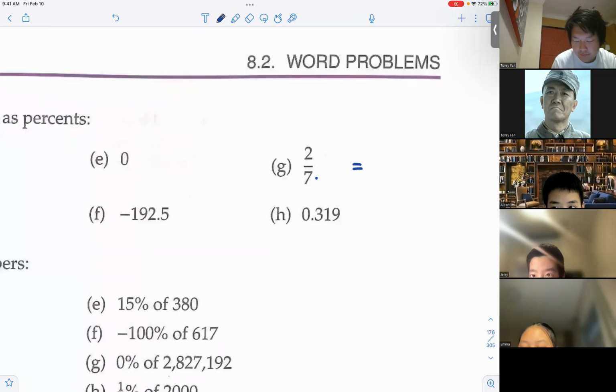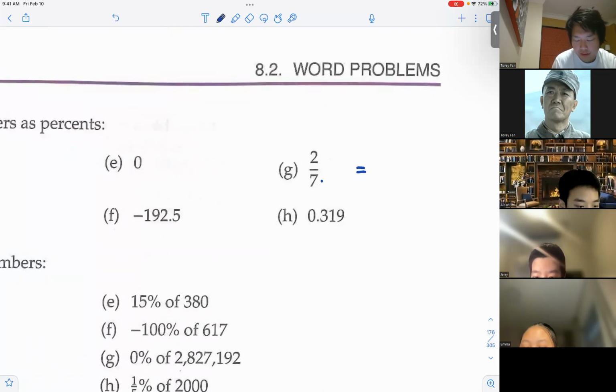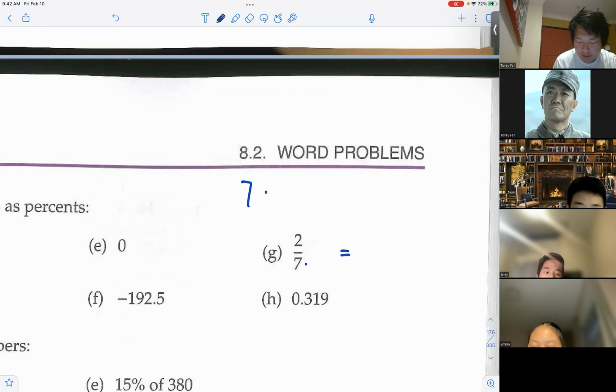Wait, Jerry, any idea? How do you change it? What number should you multiply 7 by so that it becomes 100? Think about a fraction, because 7 is not a factor of 100, right? So 7 times what is 100?